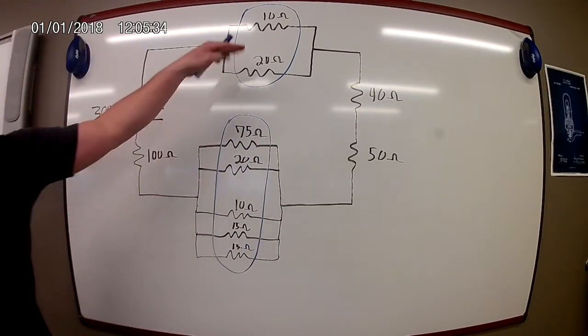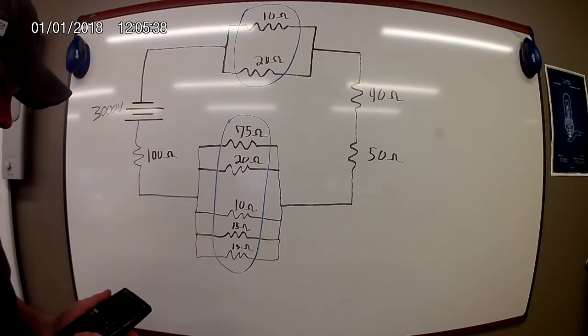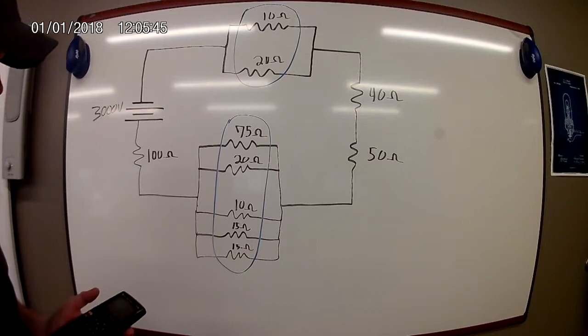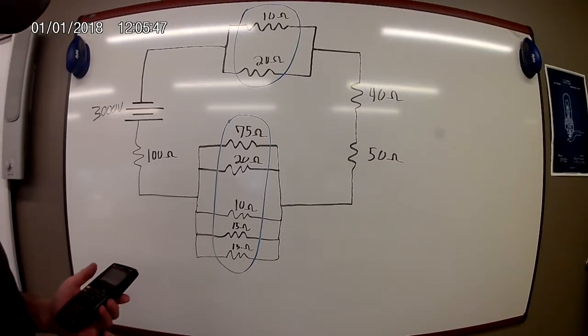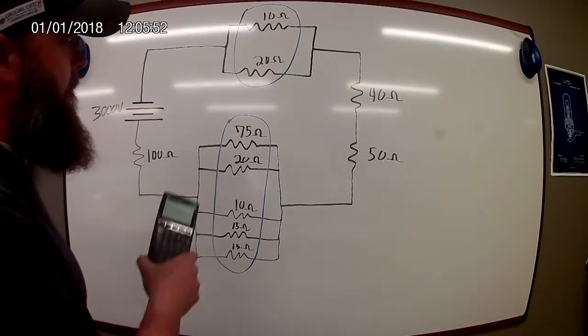So we'll use the reciprocal formula up here. So 1 divided by 10 plus 1 divided by 20, and 1 divided by that, 0.666 repeating. So that's going to be our fictional resistor for this guy up here.